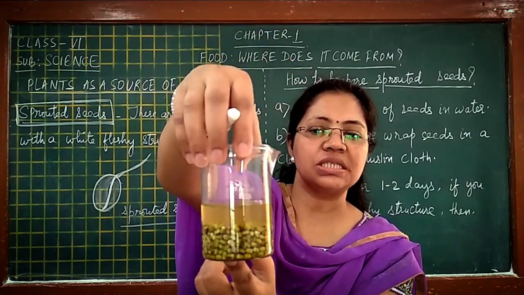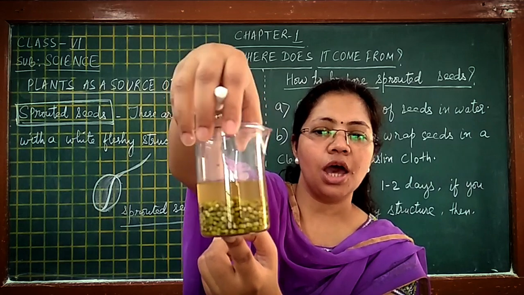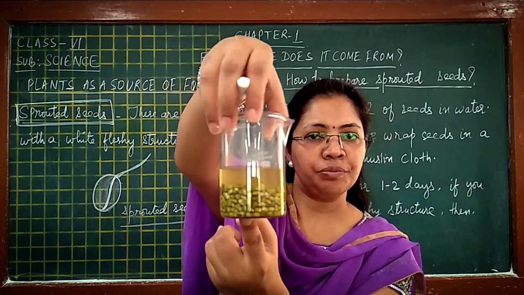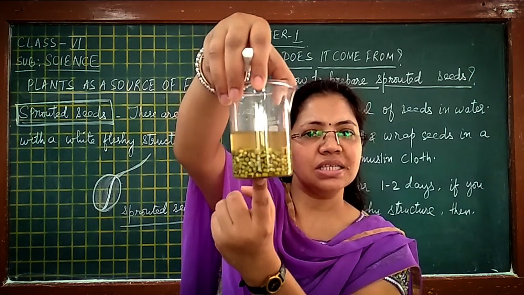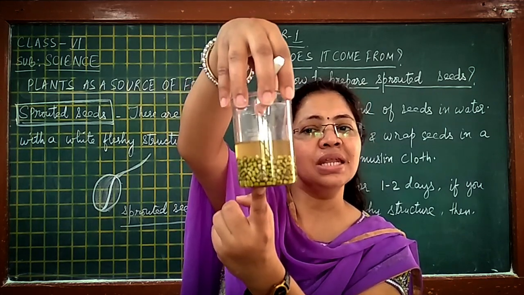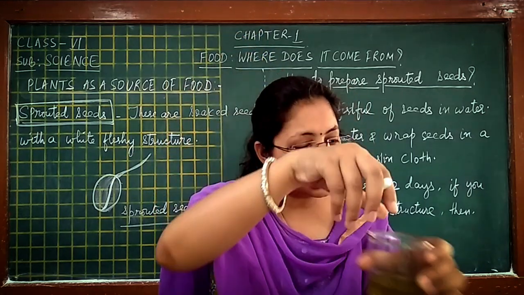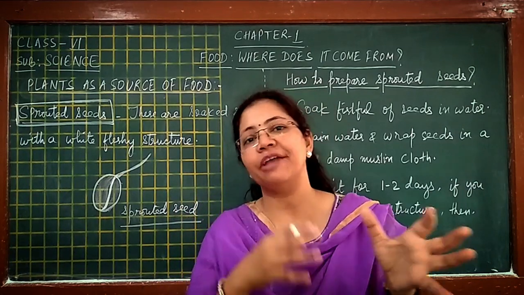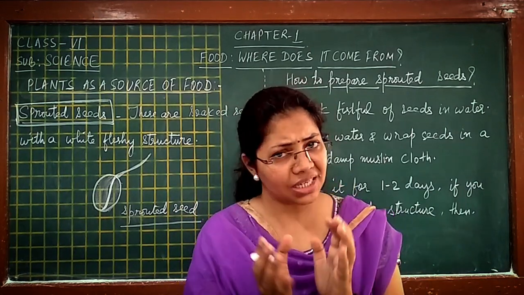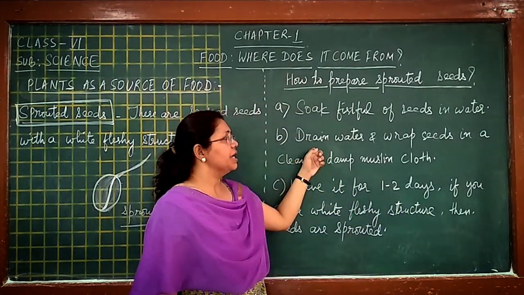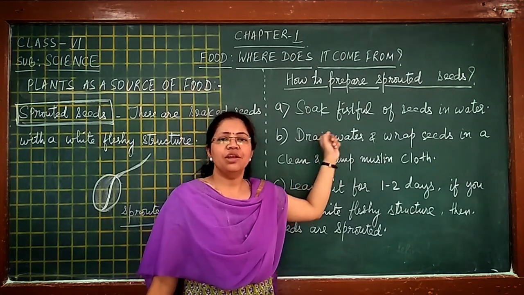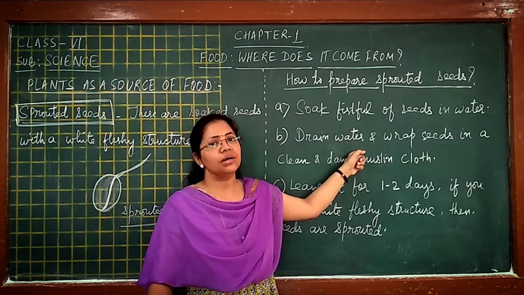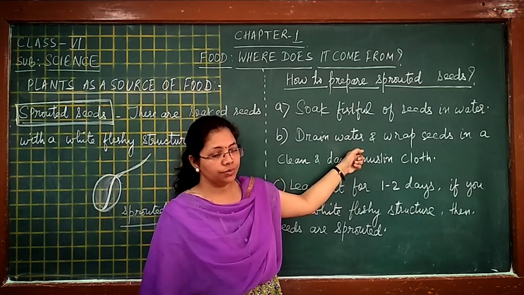Now you can see that the seeds are looking swollen. Their size has increased. These are the seeds after soaking for one night. That is the first step: we have to soak the seeds for 5 to 6 hours. Then the next day you have to drain the water. Whatever extra water is present in the beaker, you have to drain it out.